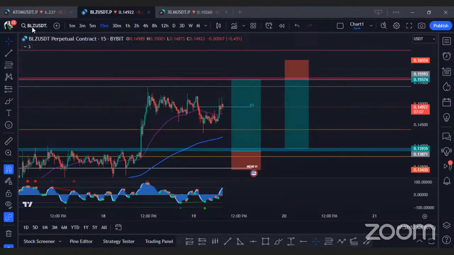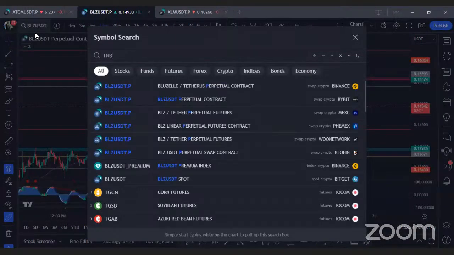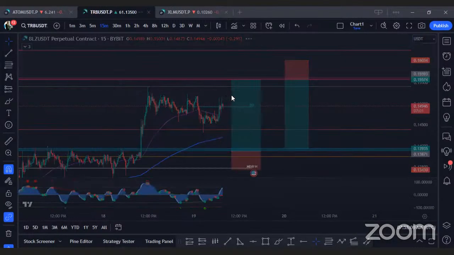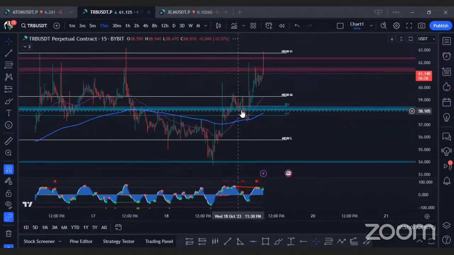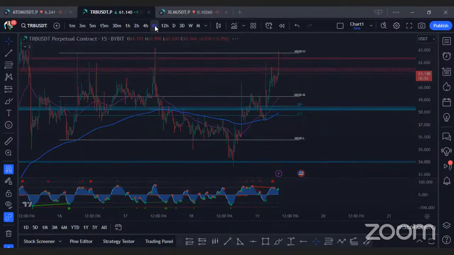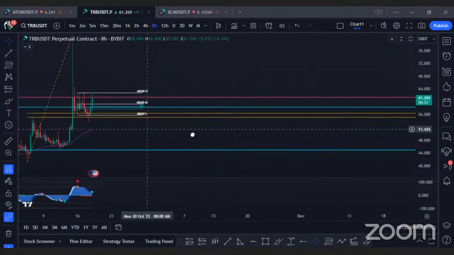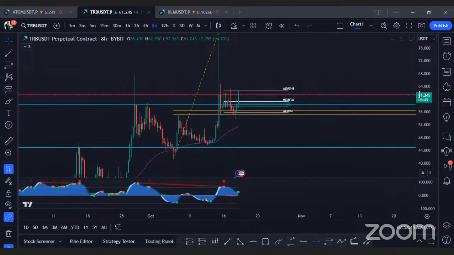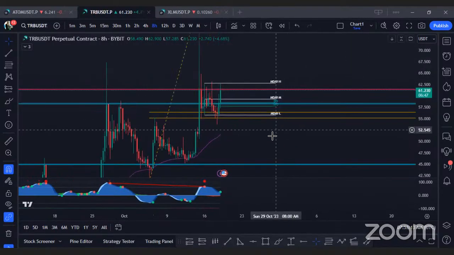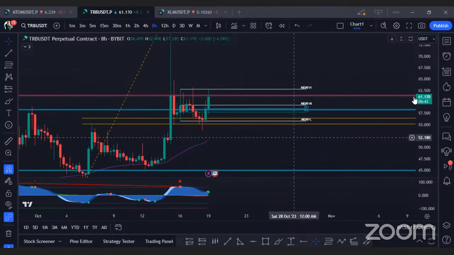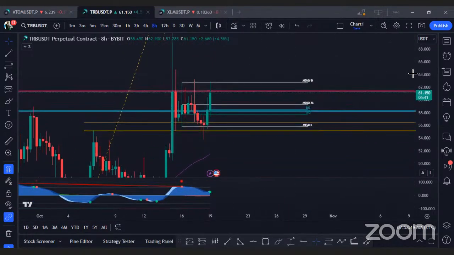Then for TRB USDT, let's see what we have on TRB. Let me do the higher time frame for TRB. The other day I told you guys that it's better you look for a long setup for TRB, which is exactly what I'm looking at, guys.